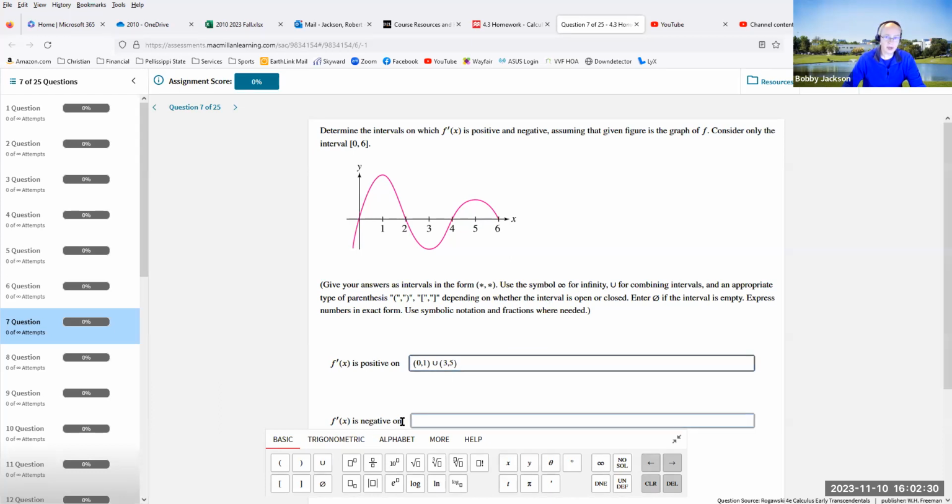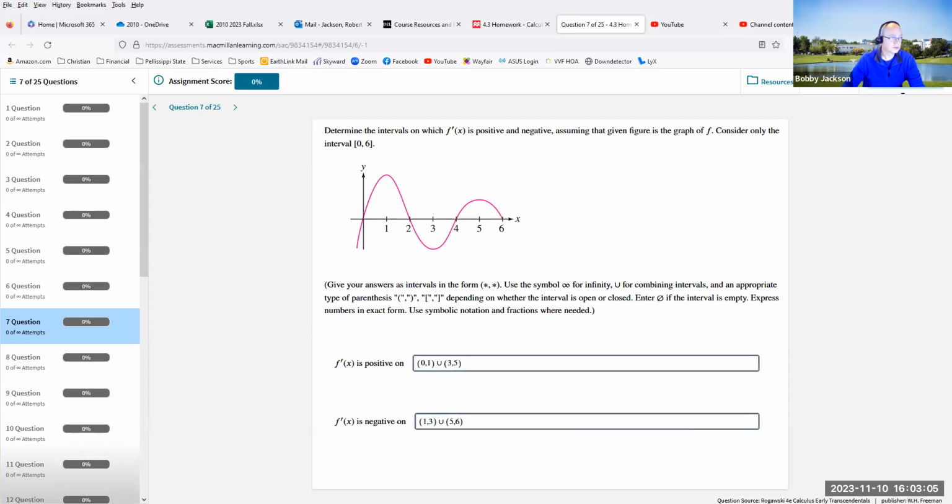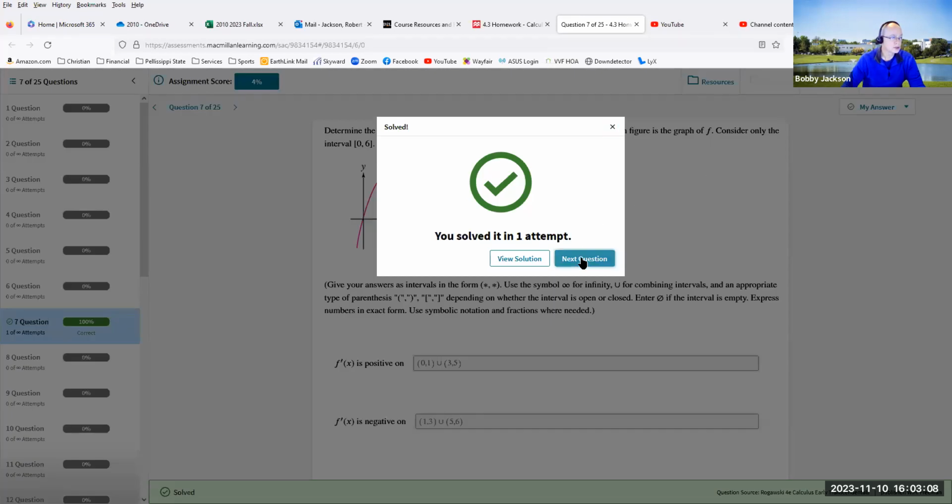Where is the derivative negative now? Derivative is negative where the function is decreasing. It's going down from x equal 1 to 3, going down from x equal 5 to 6. So I'm going to put the interval from 1 to 3. Whoops. Need to put the parentheses there, not the number 9. From 1 to 3. And then from 5 to 6. We'll check our answer and go to the next question.